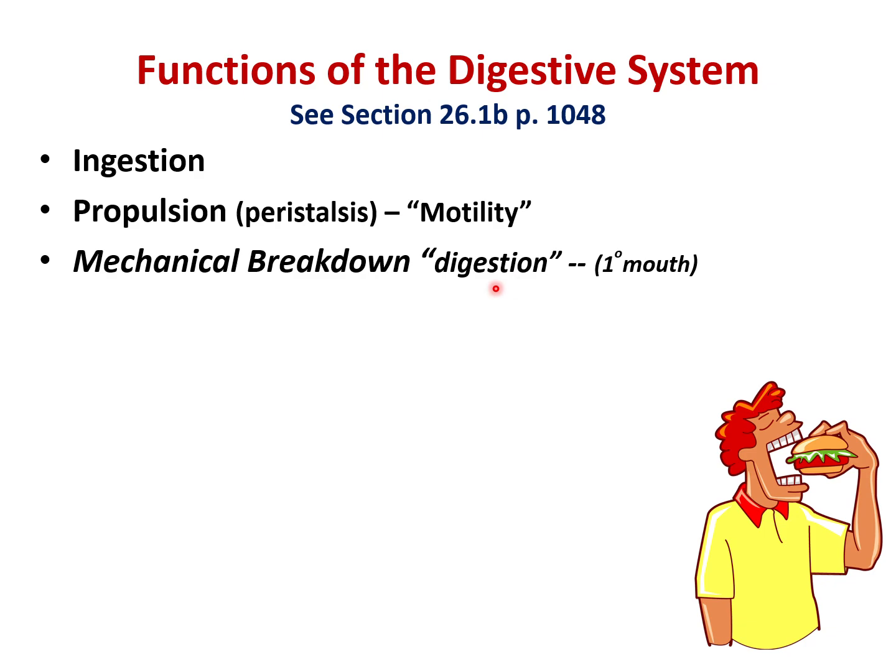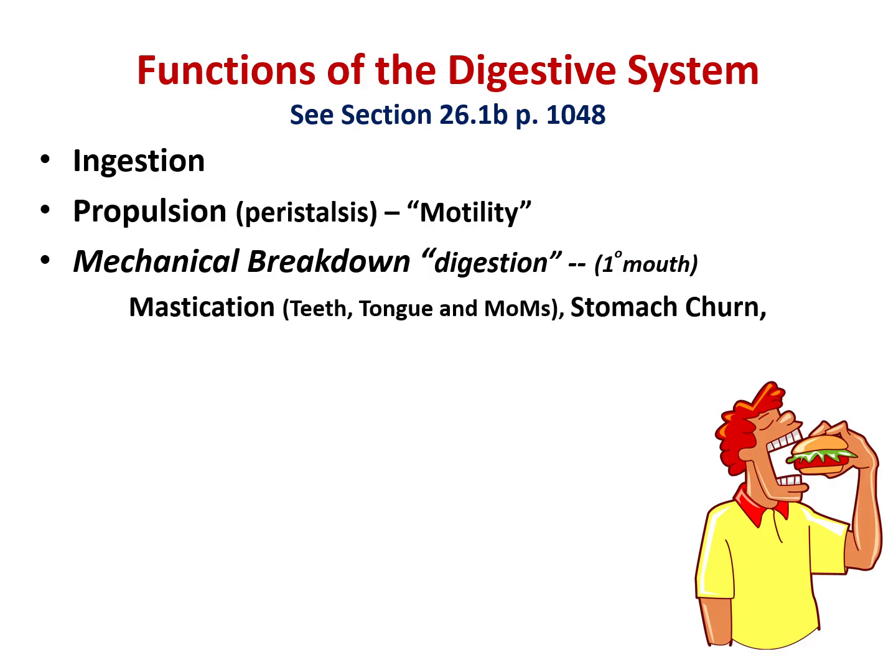We call this digestion on the macro level, and there's a mechanical version of this primarily occurring in the mouth, though some peristalsis will also assist with this. That process in the mouth we call mastication, using teeth, tongue, and mouth muscles. But we also have stomach churn, and even peristalsis can play a role, segmentation. All right, the segmental peristalsis is a form of mechanical breakdown.